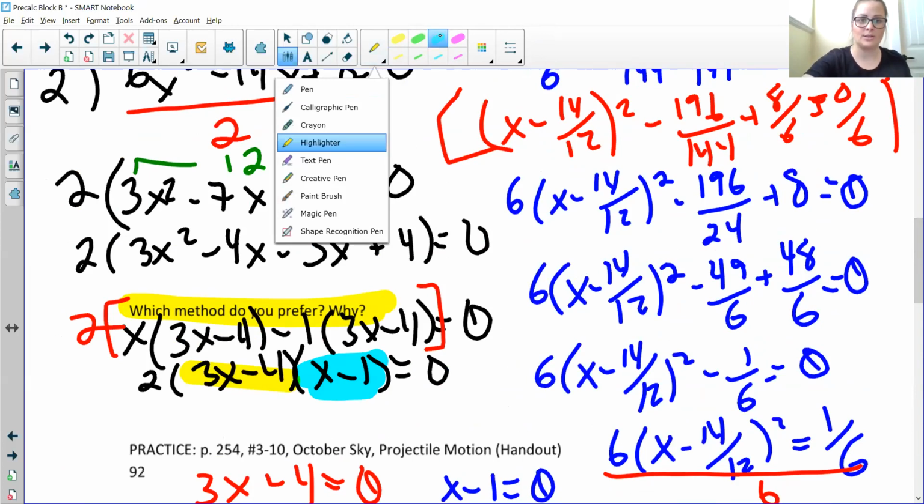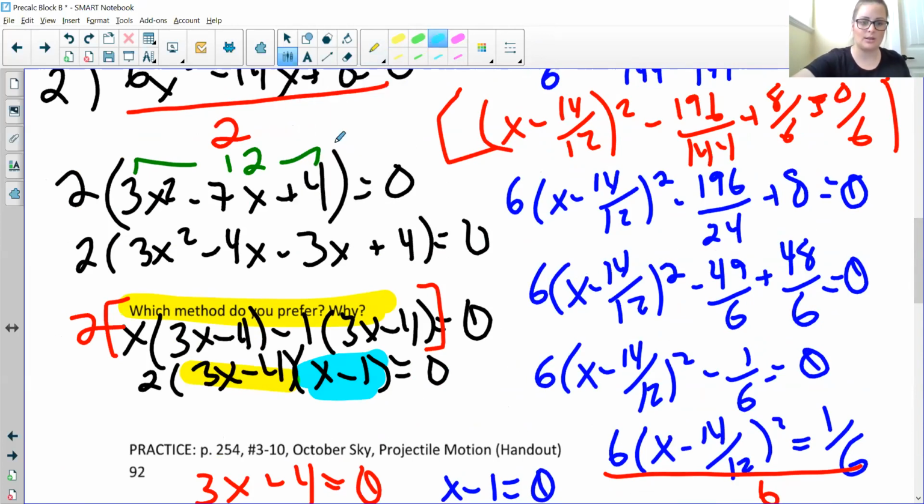What we're also going to do is you guys are going to do these questions right here from the textbook. Let me know if you have any questions.